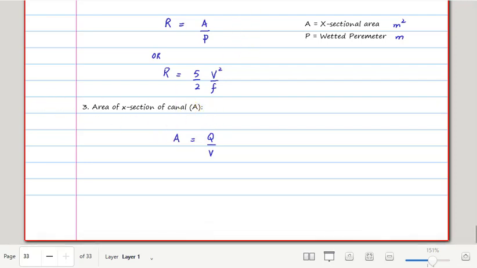In the fourth step, we are going to find wetted parameter, which is represented with P. For wetted parameter, we got a formula: wetted parameter is equal to 4.75 under root Q. Okay, this is the formula. Q is discharge, P is wetted parameter.